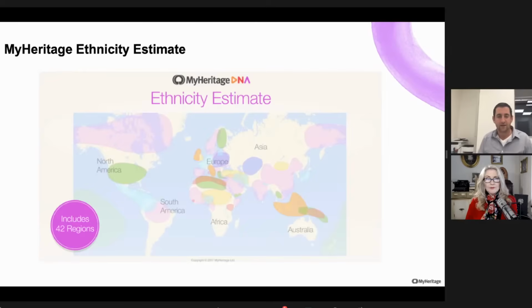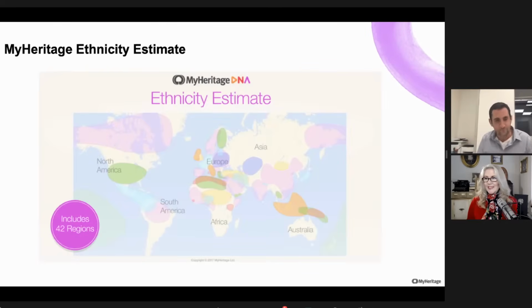myheritagedna.com/upload. There's a very intuitive UI there, user interface, I'm sorry, that will allow you to take the raw DNA data file from the service you have tested with, whether it's Ancestry, 23andMe, or Family Tree DNA, and upload that to MyHeritage, and we will be able to provide you with your results. I will say that some of the features come for free, for example your list of DNA matches, and the ethnicity estimate requires a small one-time fee in order to unlock it.